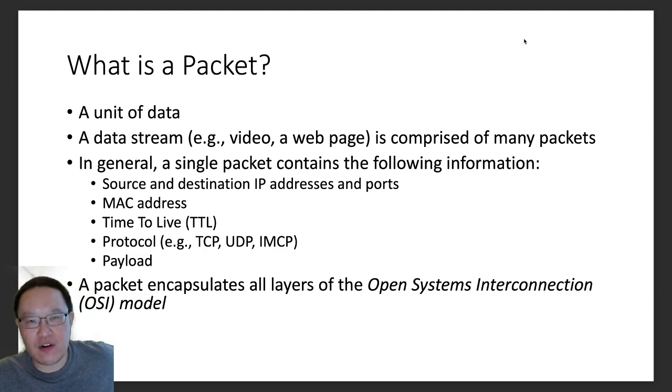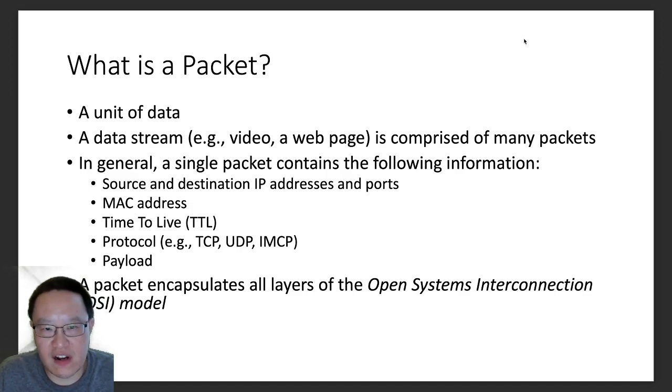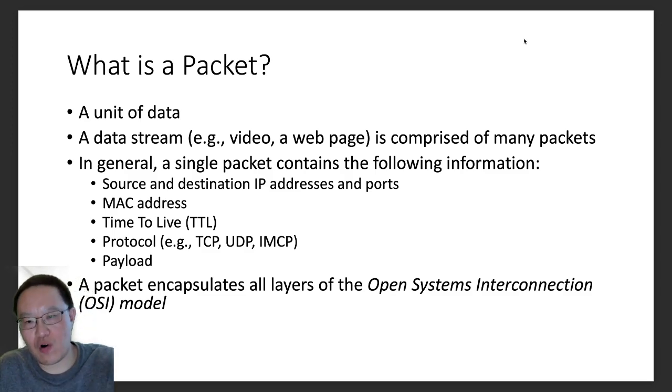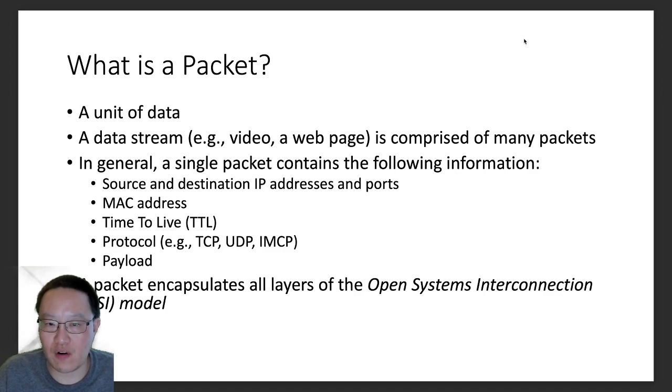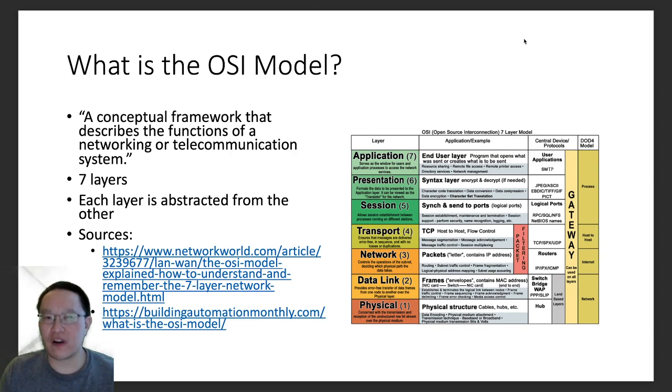But one single packet usually contains the following information: source and destination IP addresses and port numbers, MAC addresses, time to live, the protocol that's used, payload, which is the parts of the data, the movie or the song or the picture, whatever. And a single network packet encapsulates all layers of what is called the Open Systems Interconnection Model, better known as the OSI model. So what is the OSI model? In short, the OSI model is, quote, a conceptual framework that describes the functions of a networking or telecommunication system.